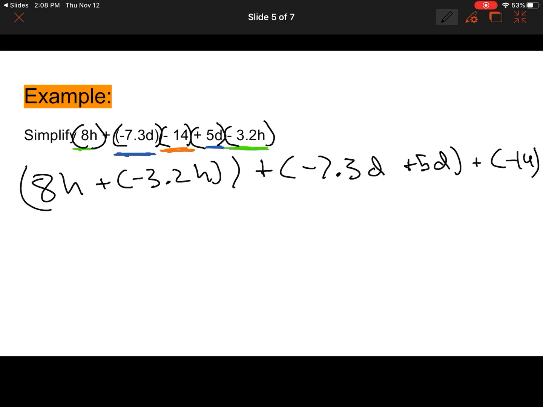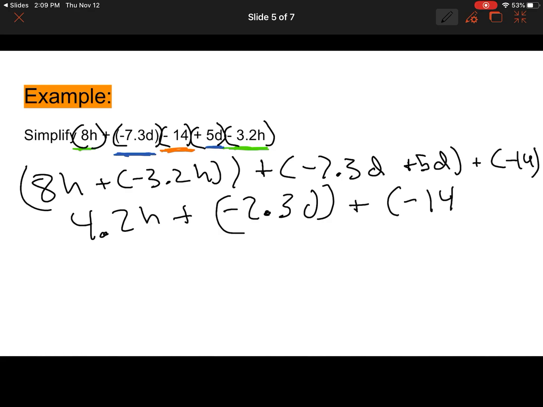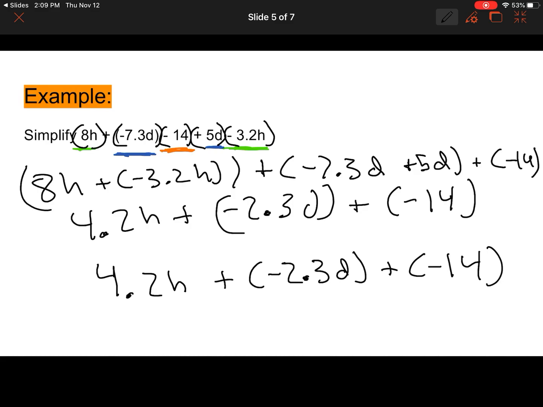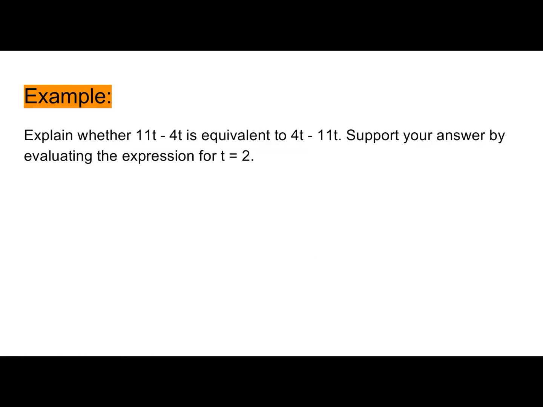All right. So 8h plus negative 3.2h would give us a 4.2h. Negative 7.3d plus 5d would give us a negative 2.3d. And then finally, negative 14 is going to stay the same, so we're just going to keep that negative 14 there. So our final expression would be 4.2h plus negative 2.3d plus negative 14. That's the reduced expression.